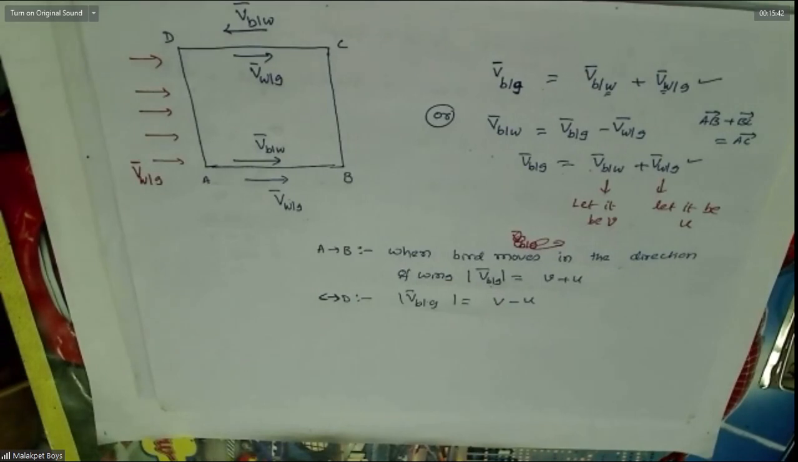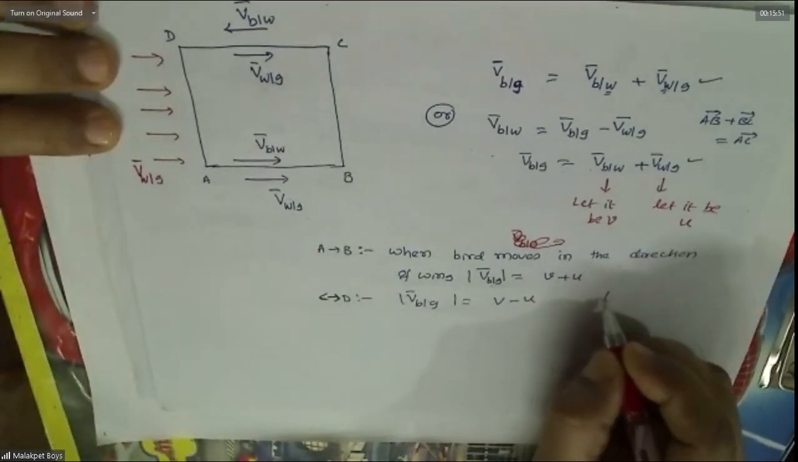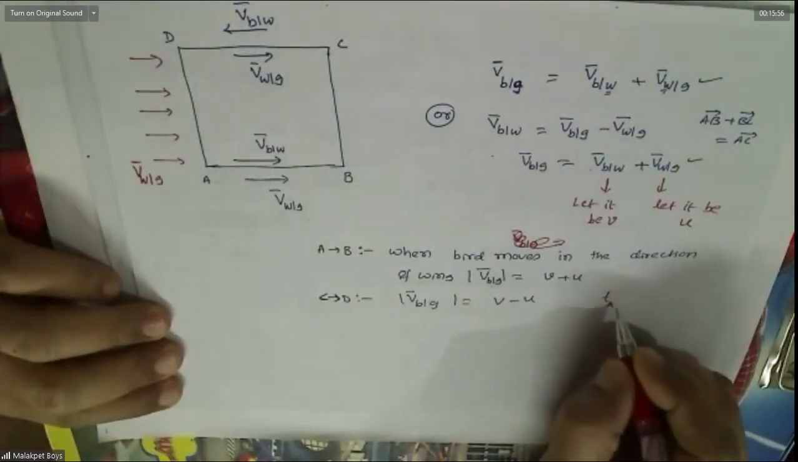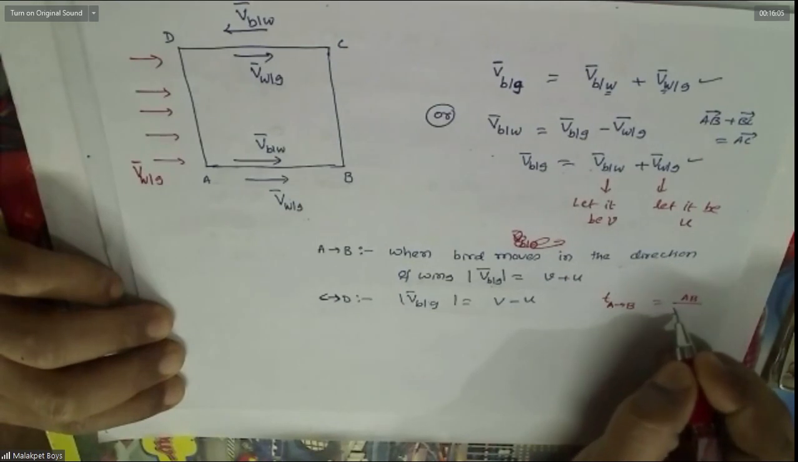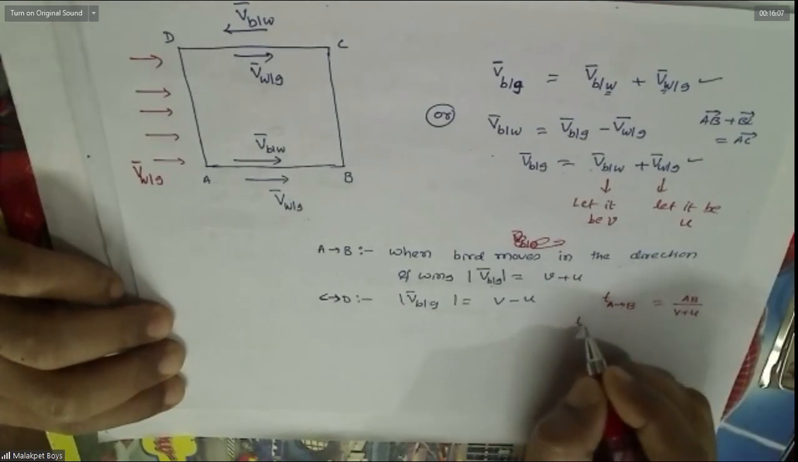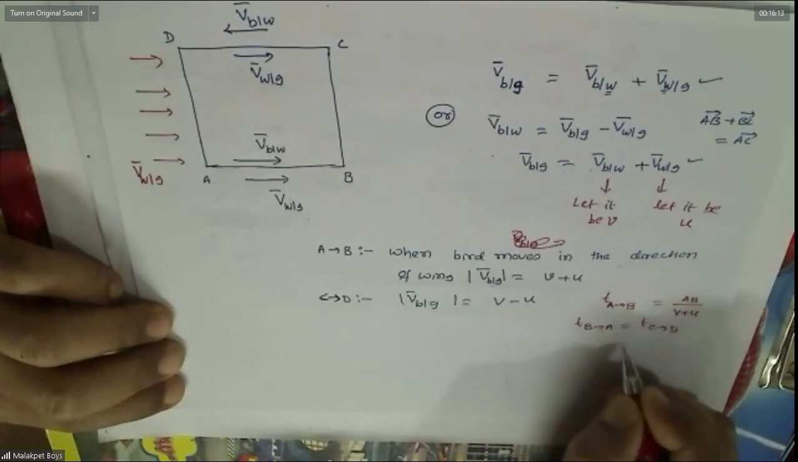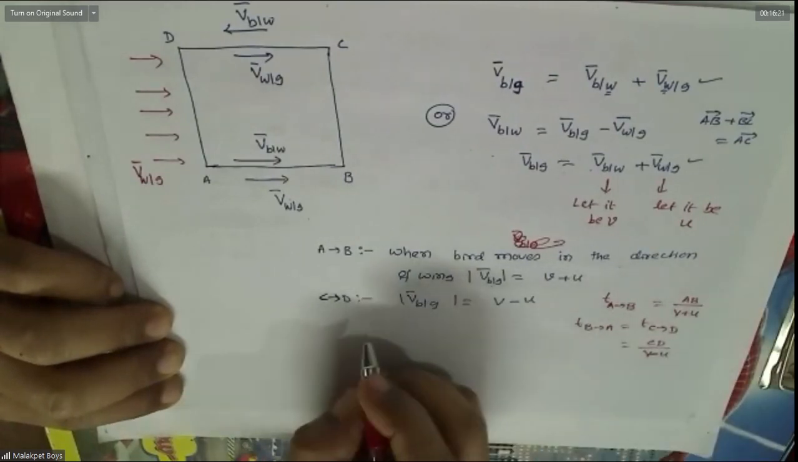Now what he has given: the ratio of times. Time from A to B is AB by speed, V plus U. B to A is nothing but the same as time from C to D, that is nothing but CD by V minus U. Do you agree?